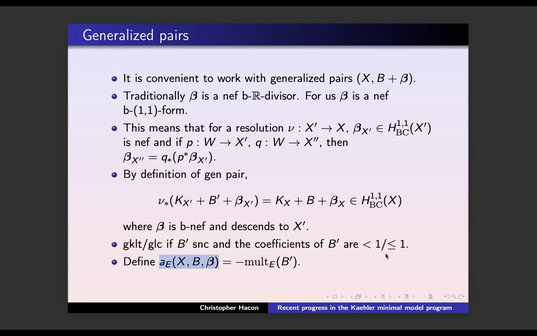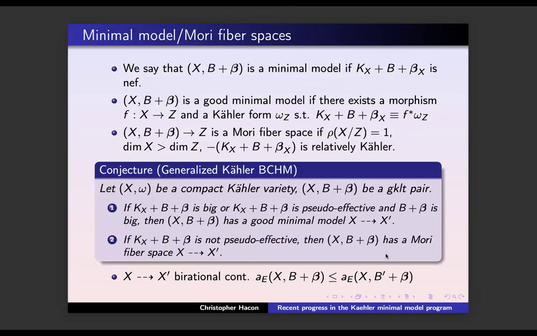Okay, so it's supposed to be the exact straightforward generalization of the usual generalized pairs from the projective setting. Okay, so what does it mean to have a minimal model or a Mori fiber space? We'll say that a generalized pair (X, B + β) is a minimal model if K_X + B + β_X is NEF, a NEF (1,1) class.